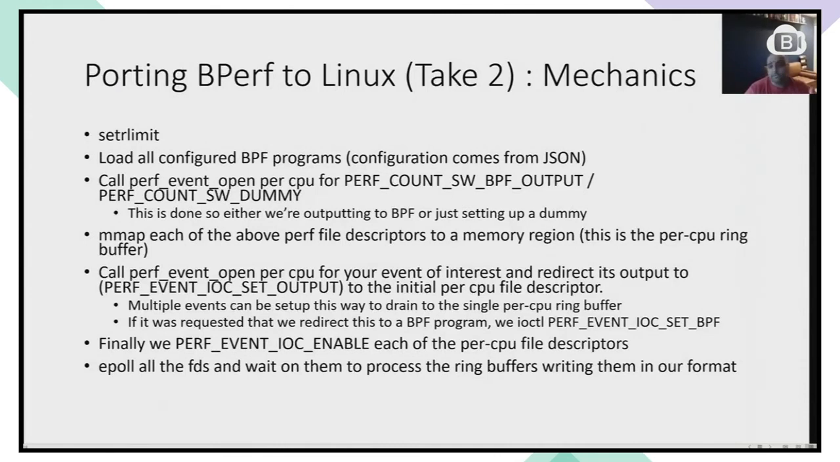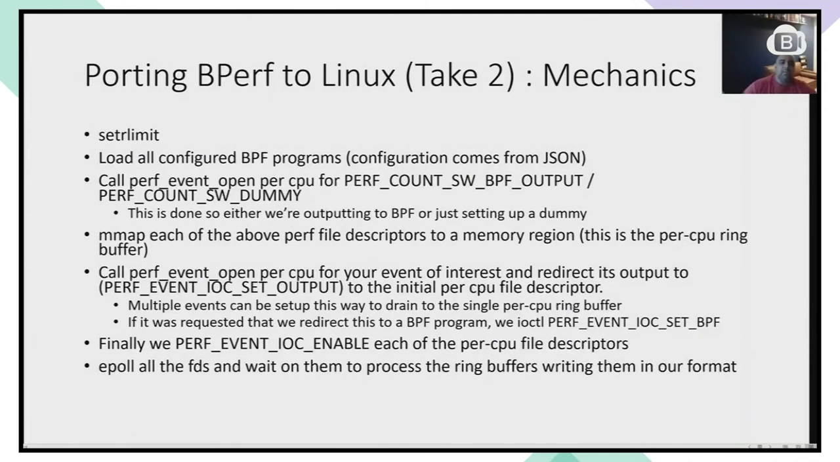So the configuration comes from JSON, as I described in one of the earlier slides, and then we set up a per-CPU perf event. This can either be outputting to BPF, or it can be a dummy event, and this dummy event is useful for setting up the mmaps. And finally, once these perf event file descriptors are available, we then associate them with the ring buffers by just calling mmap and then providing the file descriptors.